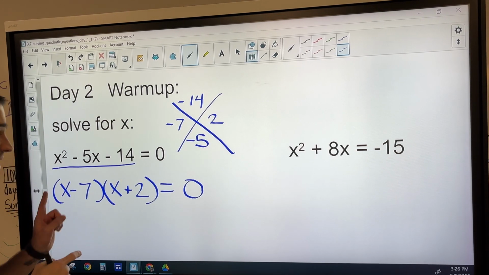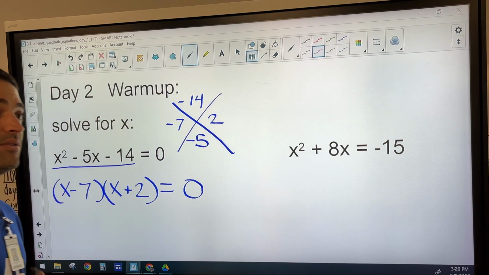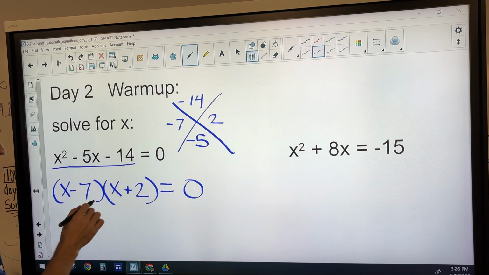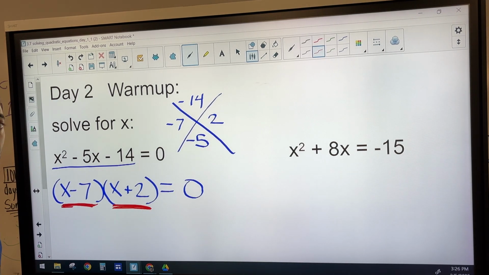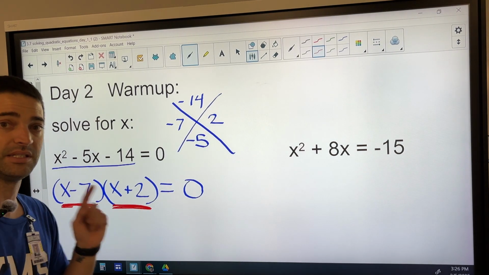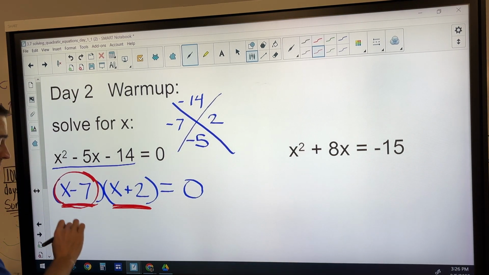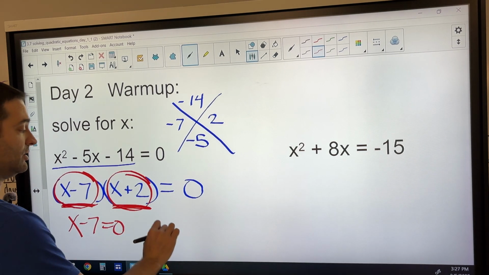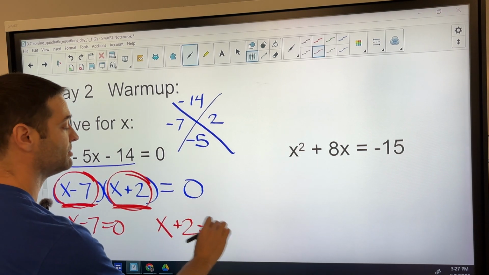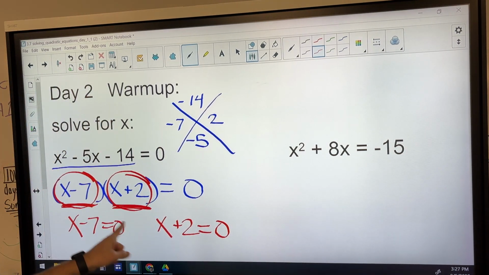Once you have the factors like this, there is a property we talked about yesterday called the zero product property. The zero product property says if you have two things that multiply to equal 0, then one of those things must be 0. So I know that either this binomial, x minus 7, has to be 0, or this binomial, x plus 2, must be 0. Well, that's where I'm going to get my two solutions from. We're going to have two answers here.